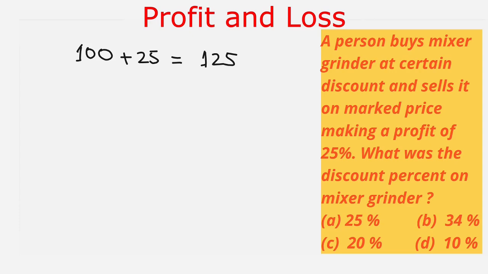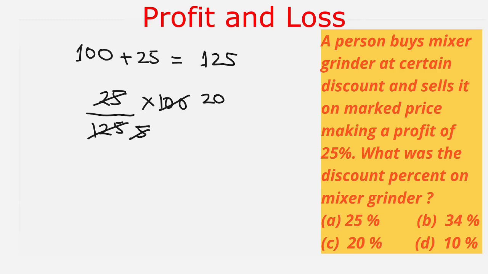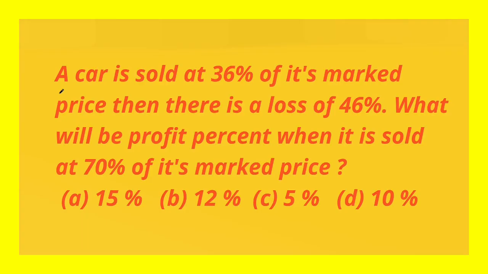Thus the discount is rupees 25, and 25 on marked price 125, and for percentage we multiply by 100. So 25 is the discount on marked price 125 multiplied by 100 is the discount percent, and 25 cancels 125 for 5 times and 5 cancels 100 for 20 times. So therefore discount is 20% and from the given options our answer is option C. We go to the next question.